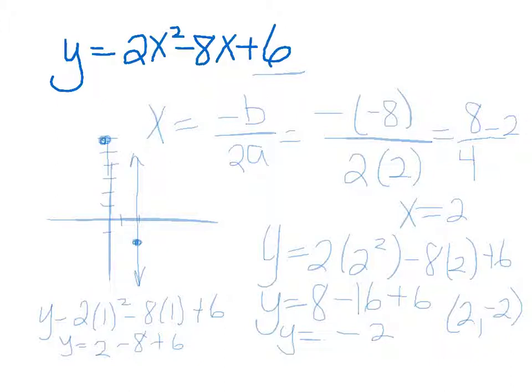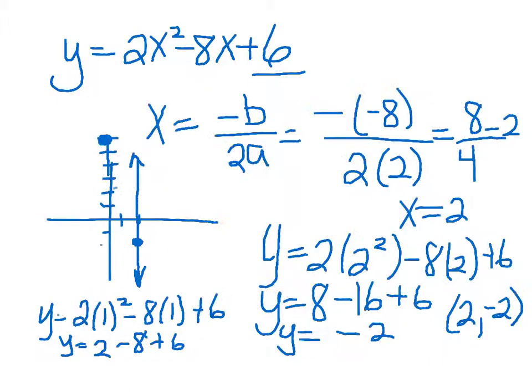Let's see. Negative 2. Well, my estimation wasn't very good, but that's okay. So here's x equals 1, y equals 0. So here's that side. We're going to make the mirror images. And then here's that side. So there's my parabola.